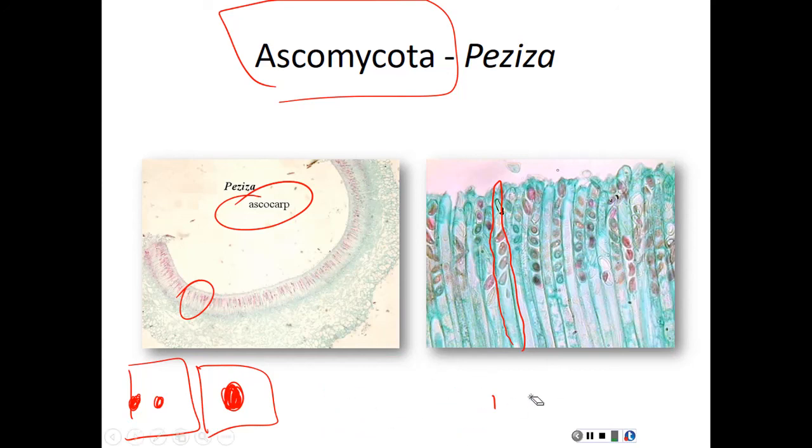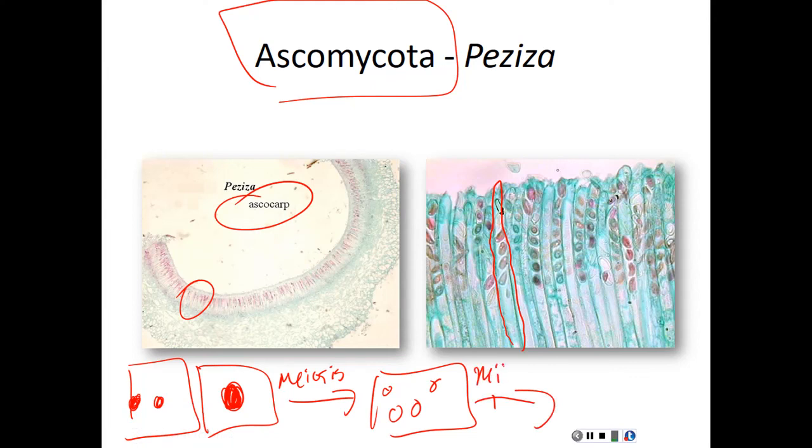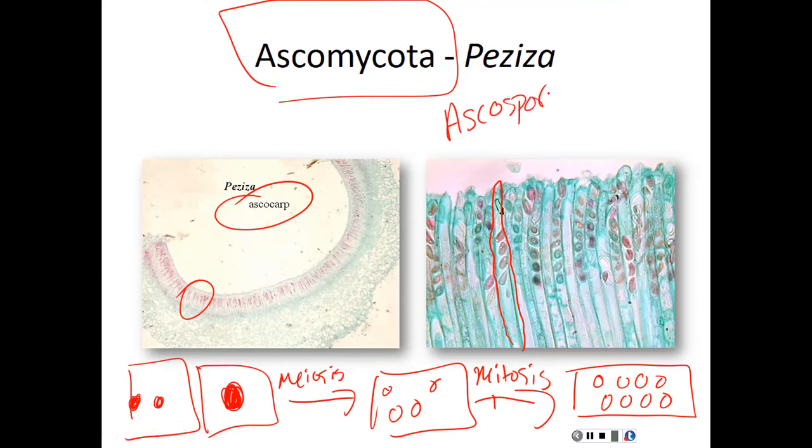It creates, through meiosis, we're going to make 4 haploid cells, but it's going to undergo 1 round of mitosis, so each ascus ends up with actually 8 haploid cells that become what we call ascospores. So each of these finger-like structures has characteristically 8 ascospores.